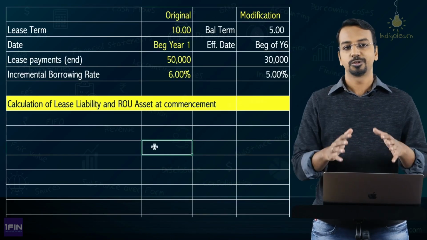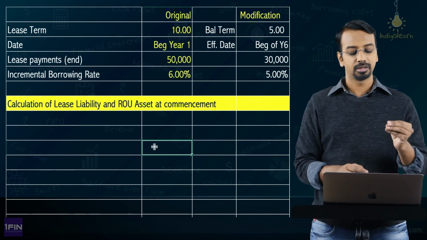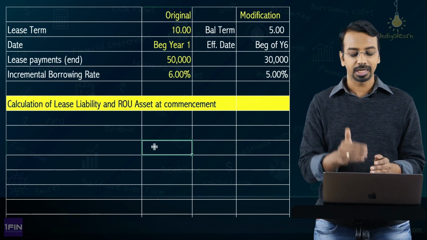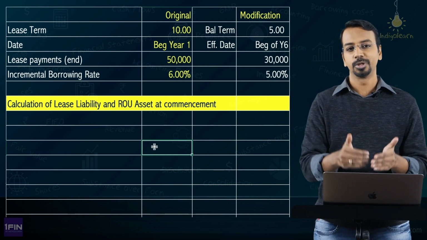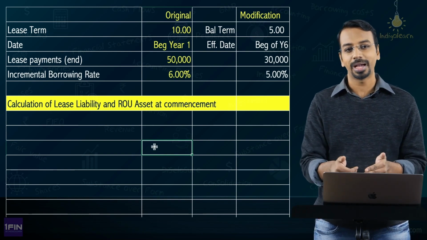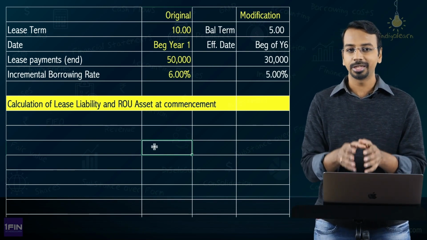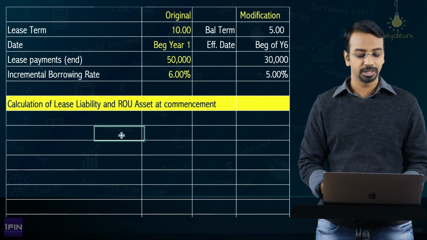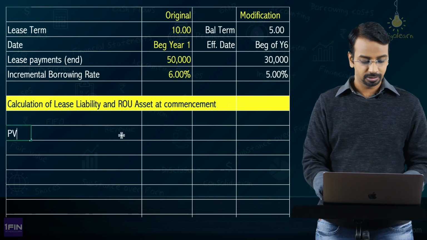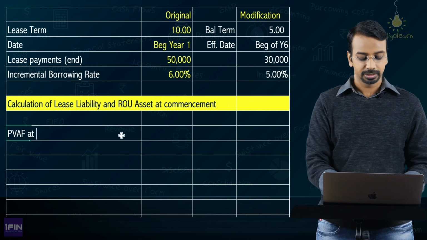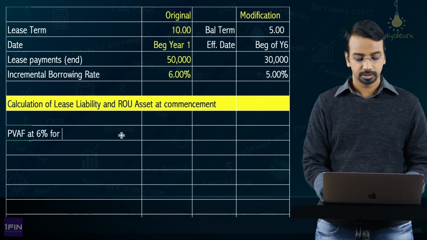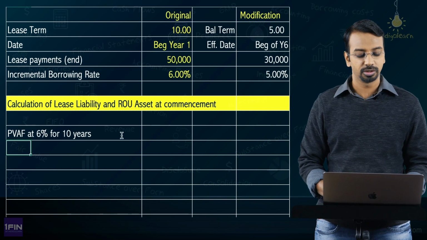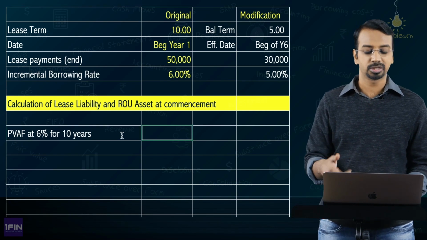Okay. Now, we will again note down the important aspect of the question and we will proceed with the solution. So, to proceed with this problem, let us calculate the lease liability at commencement, the right of use asset at commencement as well, because we need to know what will be their balance at the end of the 5th year, and based on that we will have to reduce both right of use asset and the ROU liability. The first thing you need is the present value annuity factor at 6% for 10 years. See, the original term is 10 years. So, you need the present value annuity factor at 6% for 10 years.